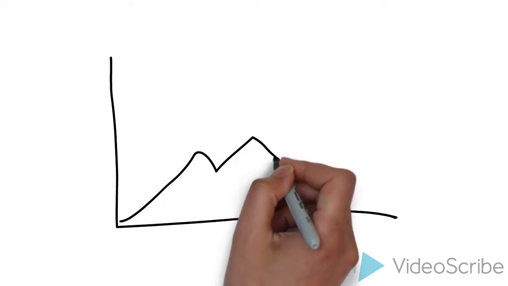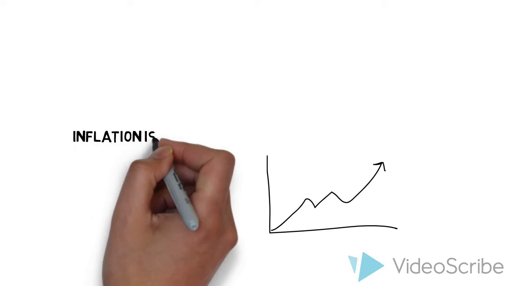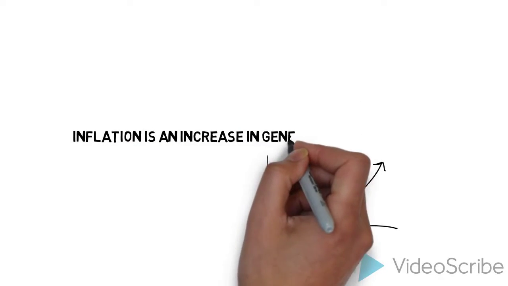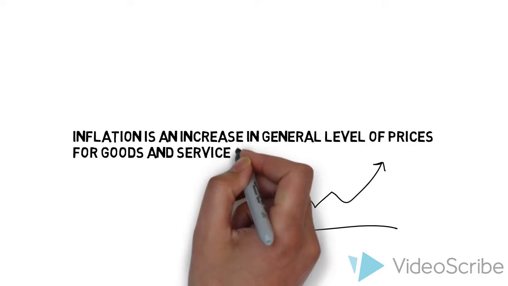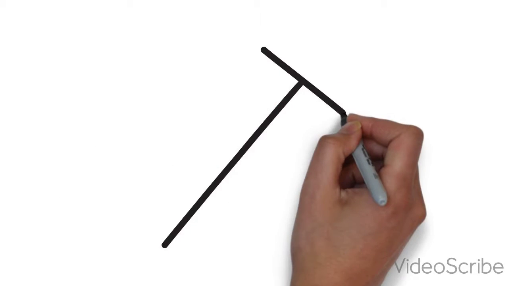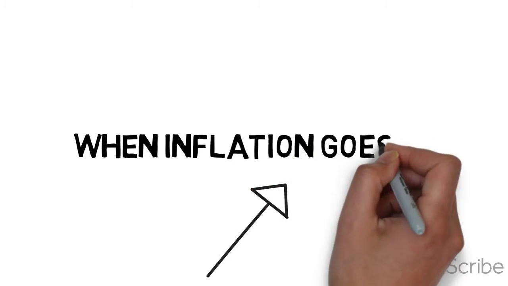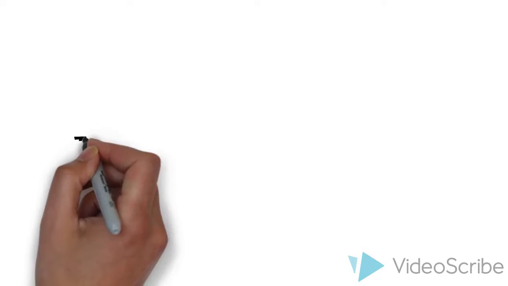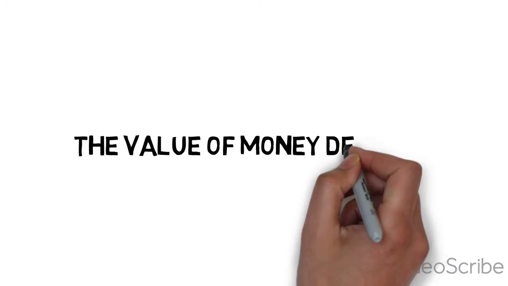Firstly, what is inflation? After this video, you should know that inflation represents an increase in the general level of prices for goods and services. Secondly, when inflation happens and prices go up, it automatically means that the value of money declines.